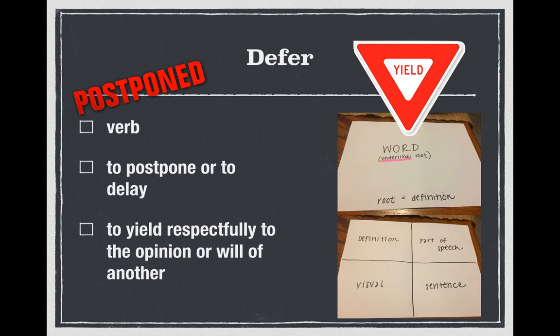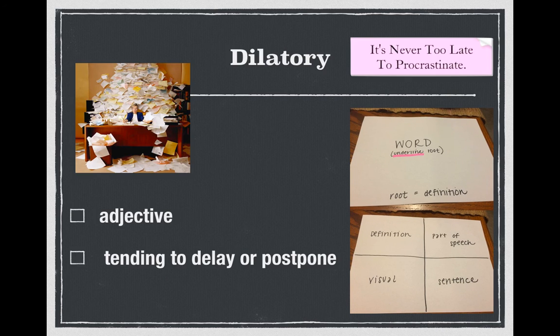Again, pause if you need to, but we're going to move on to the sixth word, which is dilatory. Dilatory is an adjective, so it's a describing word, and it means tending to delay or postpone. Very similar to the definition for defer, but you'll notice they're different parts of speech. So whereas defer would be used as a verb, dilatory is used as an adjective, and that's how you can tell the difference. Whereas defer's definition is to postpone or to delay, dilatory's definition is tending to postpone or delay. So make sure you note that difference on your note card.